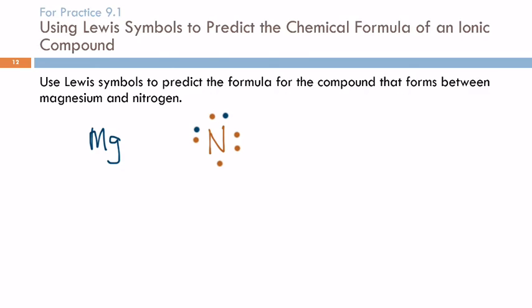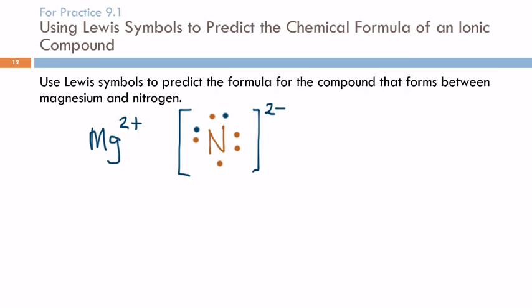Is magnesium happy? Yeah. Magnesium also has a charge on it, so we should do that. 2 plus. The nitrogen also has a charge on it now. What's its charge? 2 minus. Is the nitrogen happy? No, not quite. It's happier, but it hasn't gotten its octet. It only has 7. What to do?